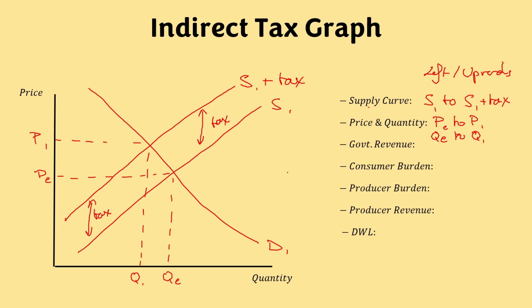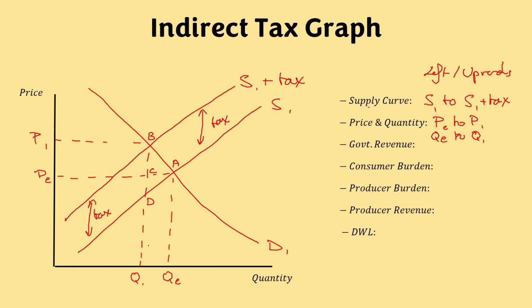Therefore, in order to calculate any revenue, not just government, remember, any revenue is price times quantity. Or in other words, the amount of money you get per unit times the amount of units that you sell. So let's put some letters here, A, B, C, and let's put D as well.